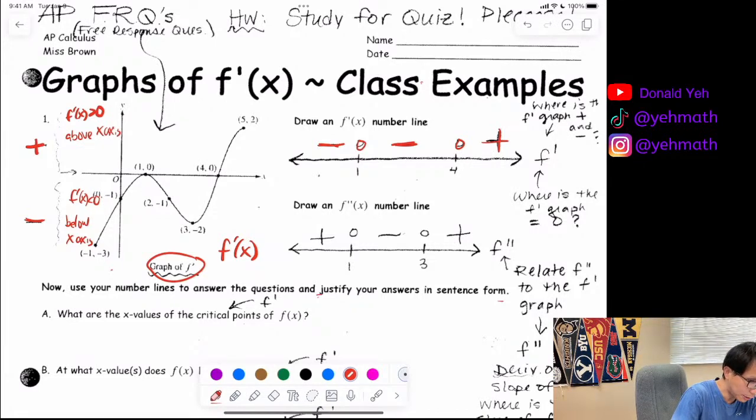That's going to tell me this is decreasing, this is decreasing, and this is increasing. Is that okay? Am I going too fast? Because below the x-axis is negative on f prime of x, and that means the original function is decreasing. Good?